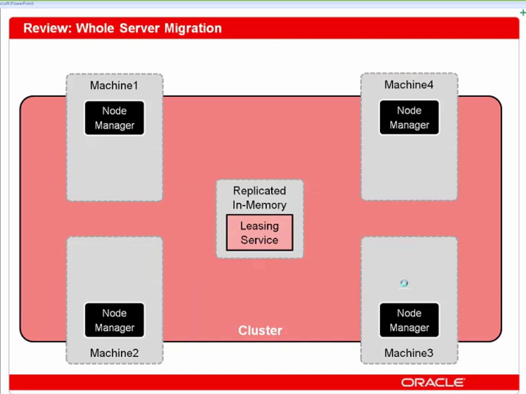Now let's review whole server migration. First, we're going to assume that there is an admin server that's not part of the cluster, it's just not shown. So you've got a cluster defined with 4 different machines with a node manager running in each machine. The first server starts, and because it's the first server of the cluster to start, it becomes the cluster master of the server.